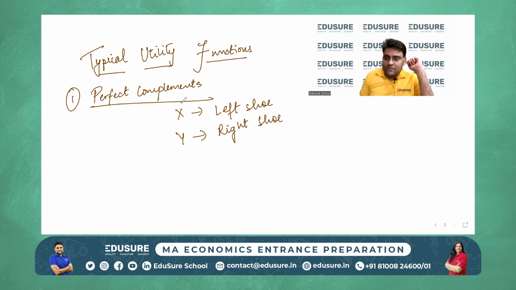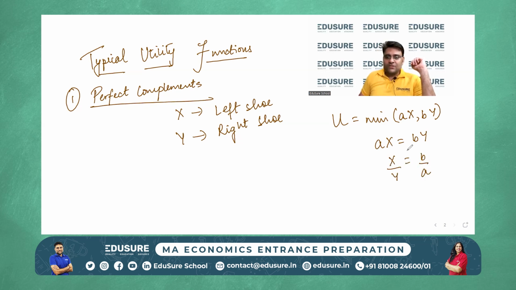So these are examples of perfect complements. Tea with sugar: tea is one of the goods, sugar is the other good. Pen with refill: pen is one of the goods, and the refill in the pen is the other good. The utility function is usually given in the following fashion: U = minimum of ax comma by, where x is to y will be in the ratio b is to a. So this is represented by a utility functional format like this.